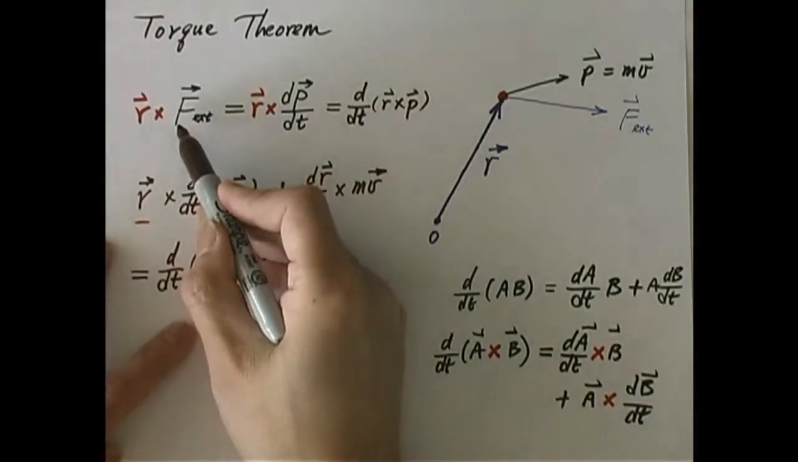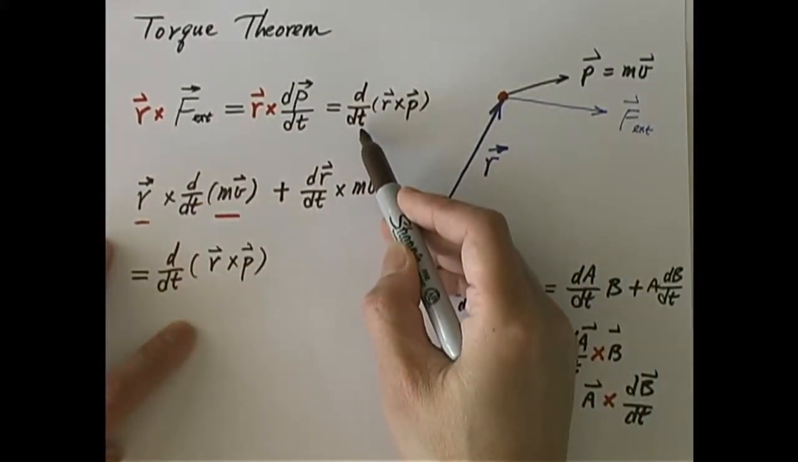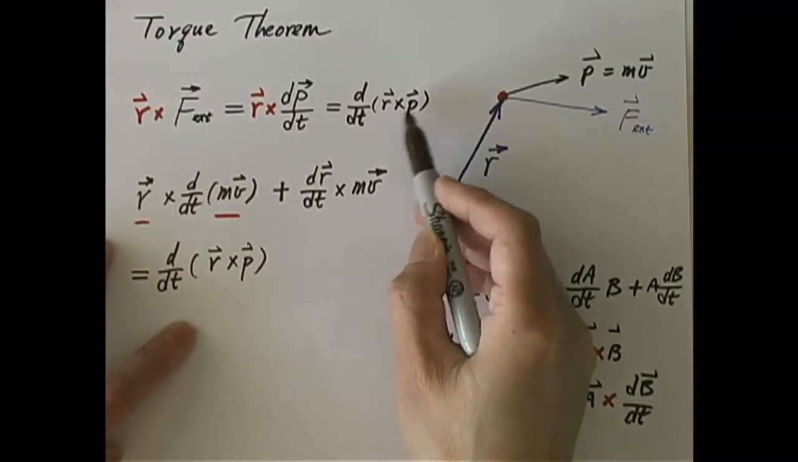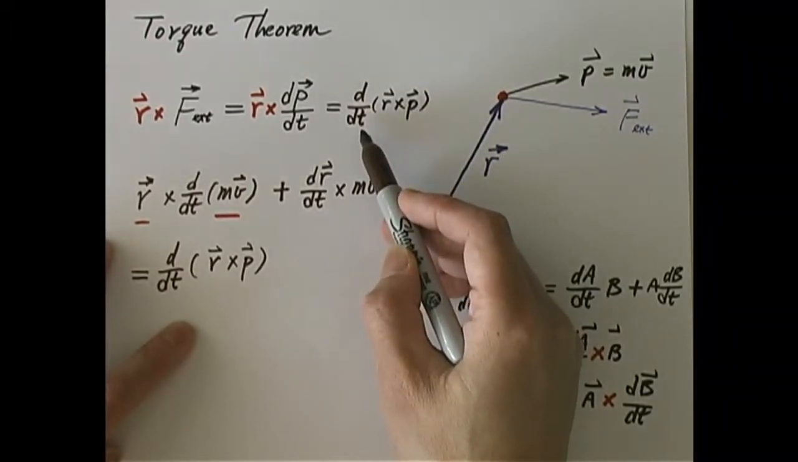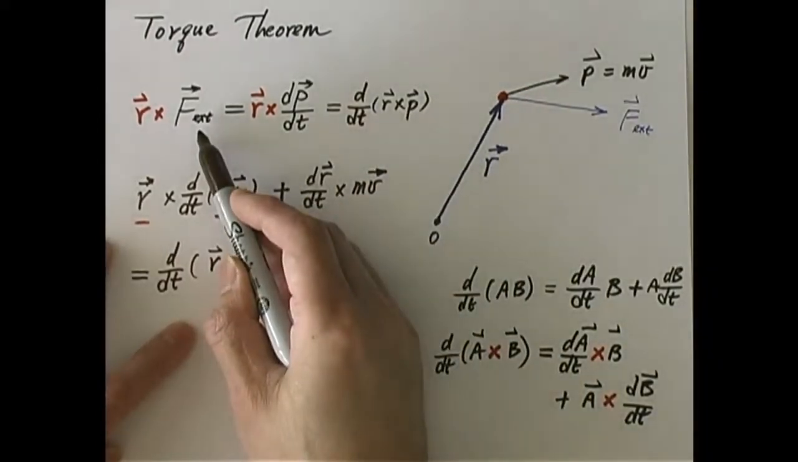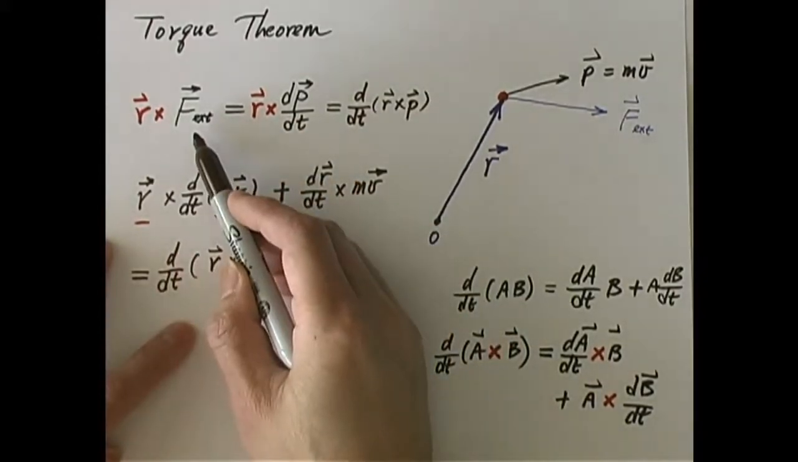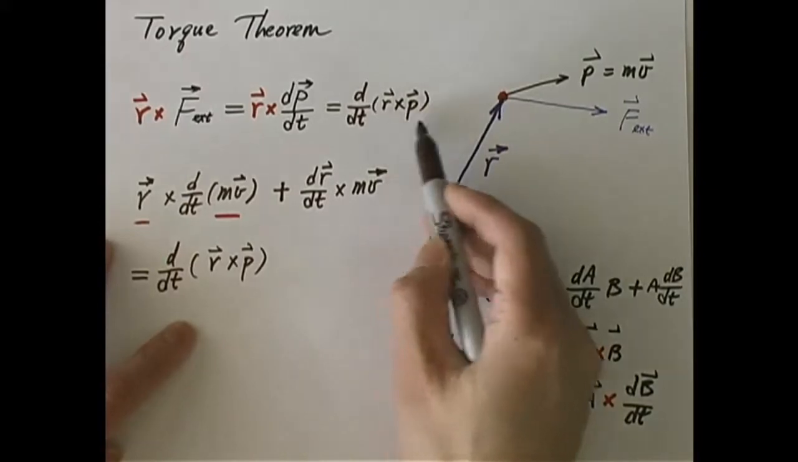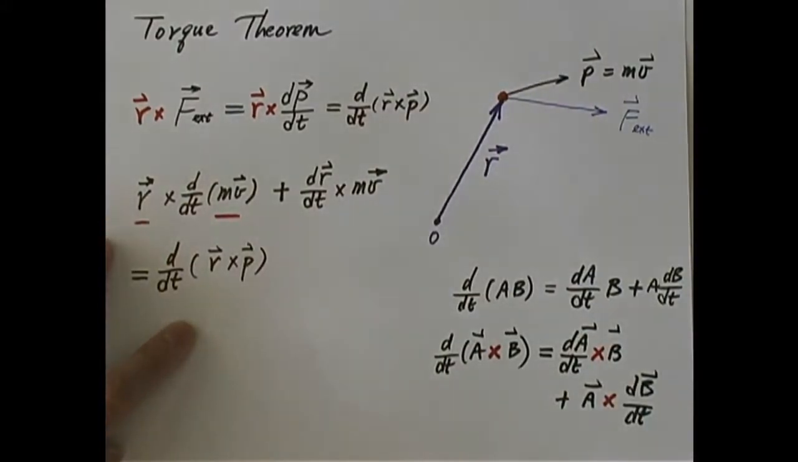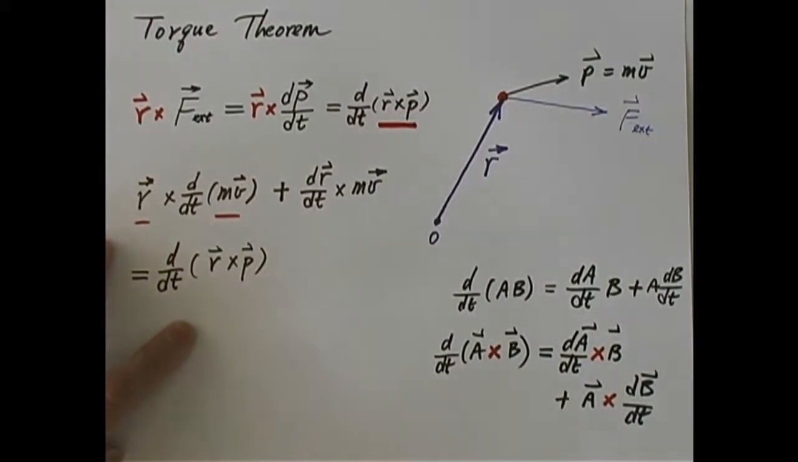The left-hand side is torque. The right-hand side is the rate of change of this quantity r cross p with respect to time. You know from the dynamics of translational motion, external force equals rate of change in linear momentum. Here I have external torque, right? What is that equal to? The rate of change of this quantity. So clearly, by analogy, this quantity r cross p should be called angular momentum.